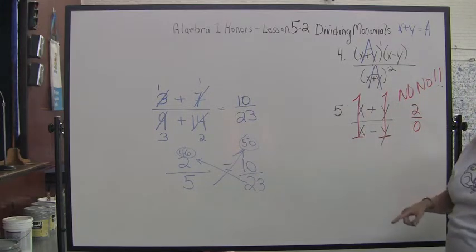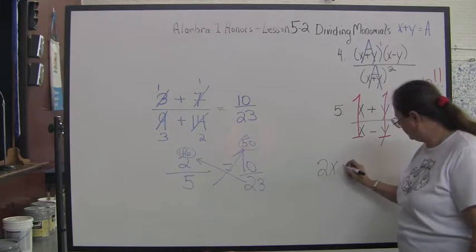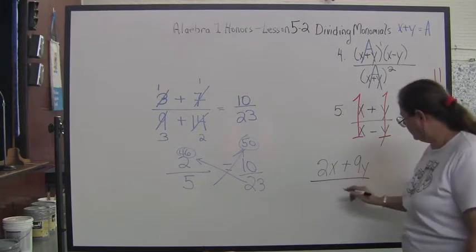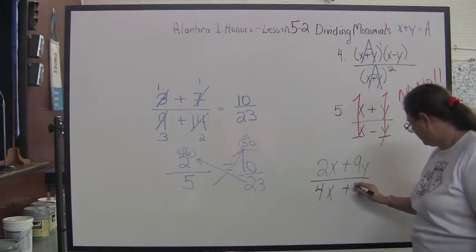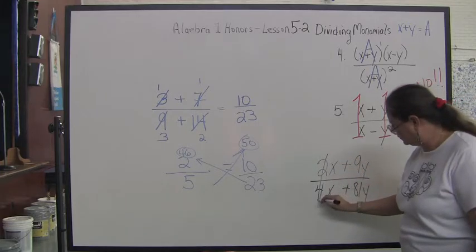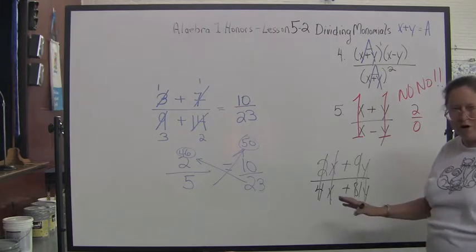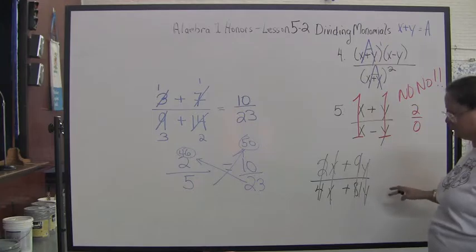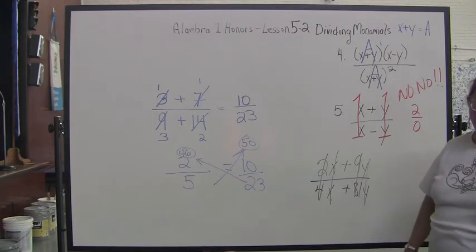I cannot cancel. So if I have something like this, just one more, 2x plus 9y over 4x plus 81y. I cannot do this. All right, I cannot cancel here, here, here, and here. Wrong. Because there's a plus here and a plus here. It's not a times situation here. Okay? And that's what there is to dividing monomials.